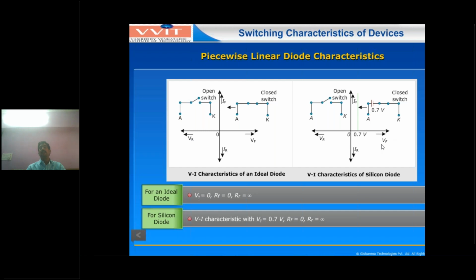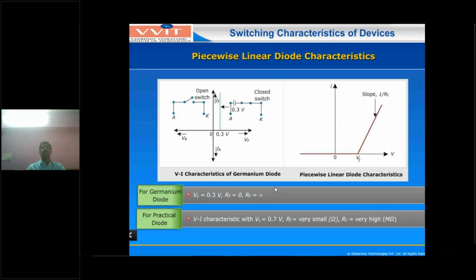Similarly, in the practical silicon diode case, the resistance will be neglected: RF equal to 0, and V gamma equal to 0.7 will be considered for the positive voltage. Similarly, when you apply a reverse bias voltage, the silicon diode also will be an open switch, because the reverse bias case also has high resistance. These are the ideal diode, which you already know.